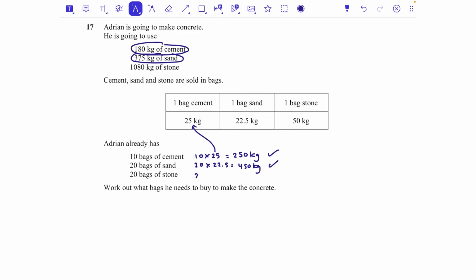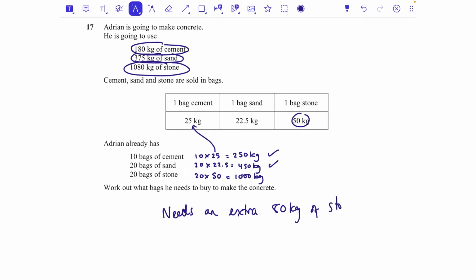Now for bags of stone, it's 20 times 50, and that is going to be 1,000 kilograms, but he needs 1,080. So he doesn't quite have enough stone. So he needs an extra 80 kilograms of stone. And that's not going to come from one bag, and 2 bags would be 100. So you can't buy 1 and a bit bags. He's going to need to buy 2 bags, so he's definitely got enough. So he needs 2 more bags of stone. That would be my answer.